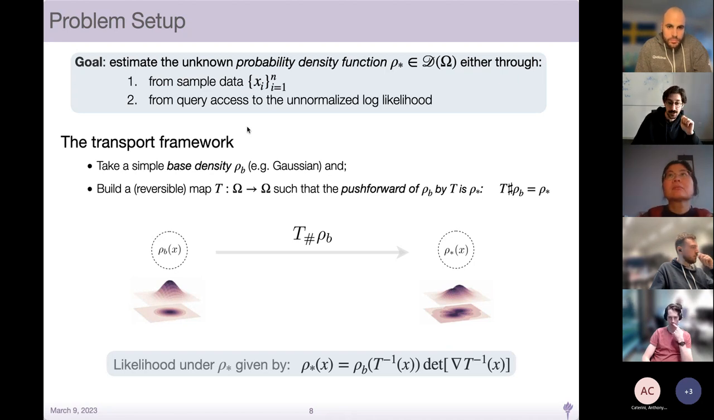And T is, of course, going to be acting on the level of samples, but this is just the nomenclature we use to describe it. The important part of this is that I actually can have a representation of rho star via this change of variables formula given here on the bottom of the screen. That's basically saying, because my map is invertible, I can actually compute what the change of measure is explicitly on any sample x by evaluating rho b and then looking at the determinant of the Jacobian of the transformation. Okay.